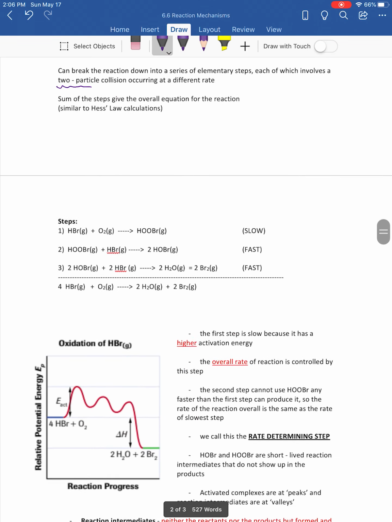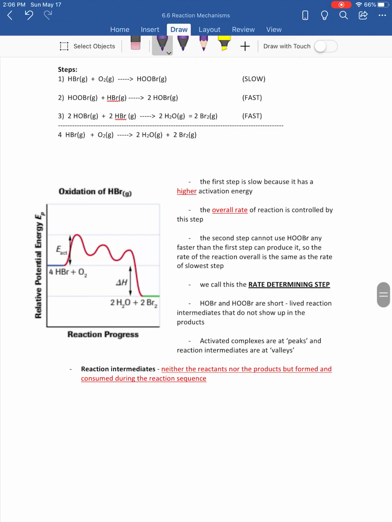So I'm going to scroll on up here. So remember, the reaction I showed you prior was 4 molecules of HBr and 1 molecule of oxygen gas, right? Well, look at the actual elementary steps that led to that. Okay, so you've got 3 elementary steps here.